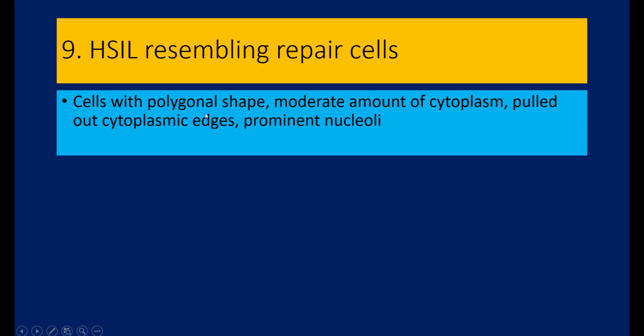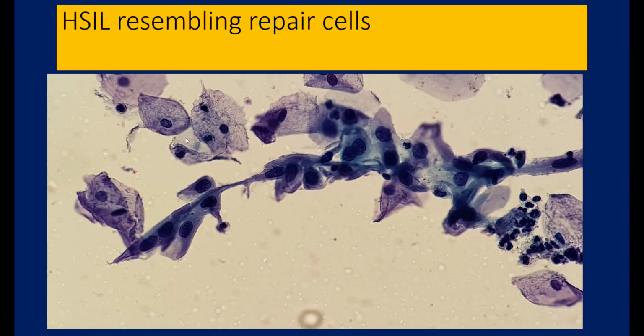These cells have a polygonal shape, moderate amount of cytoplasm. So this is something which looks like CIN II, right? And pulled out cytoplasmic edges with prominent nucleoli. This would be one such example. You have got this metaplastic cell, with pulled out edges, right? But as compared to a typical repair, the cells are extremely hyperchromatic, right? And there is some degree of possible nuclear membrane irregularities. So here it would be an H cell resembling a repair cell.